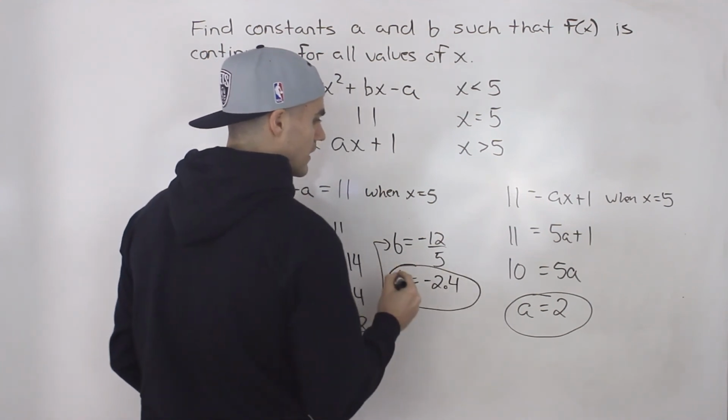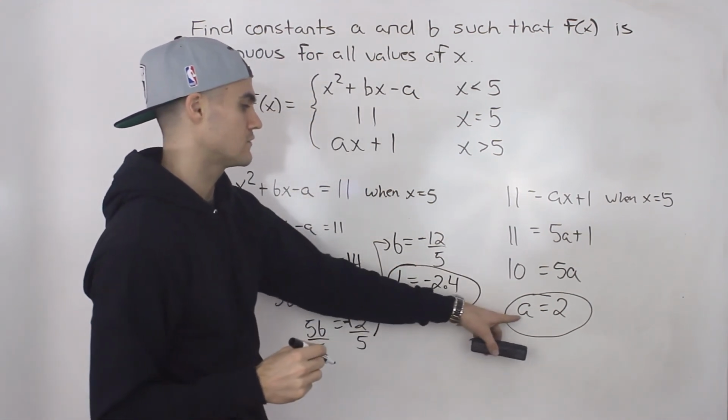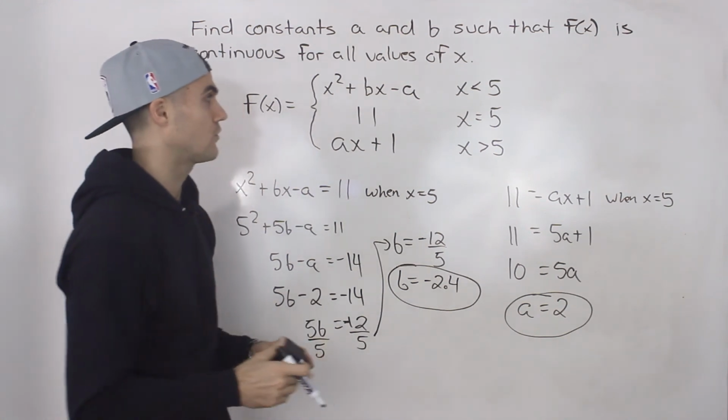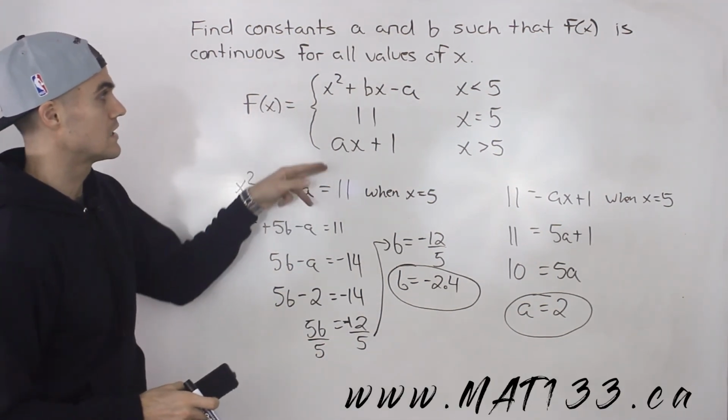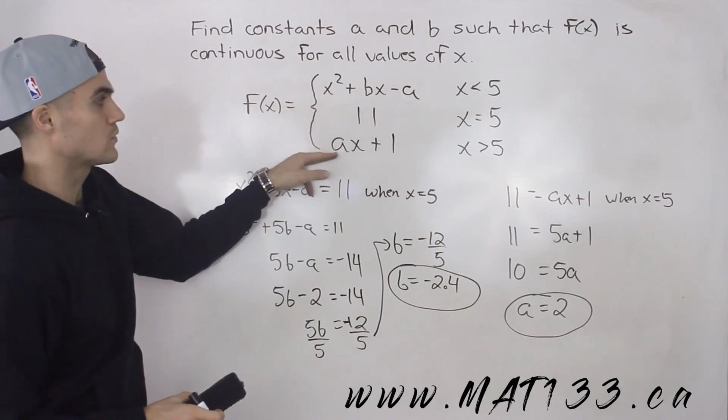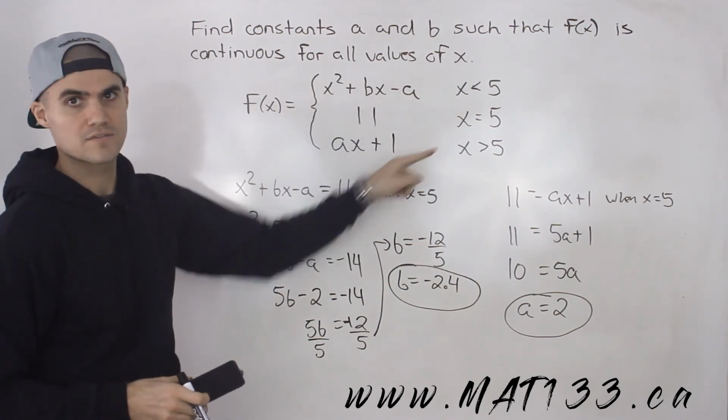And those are your final answers. So an a value of 2, a b value of negative 2.4, would make this piecewise function continuous because those y values will all equal at that x value of 5.